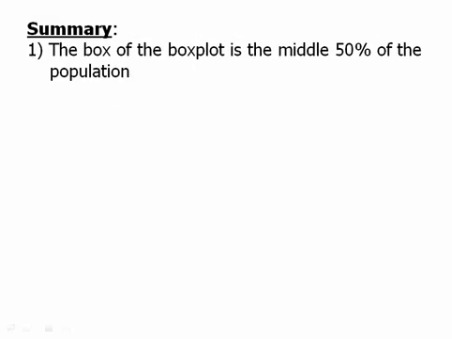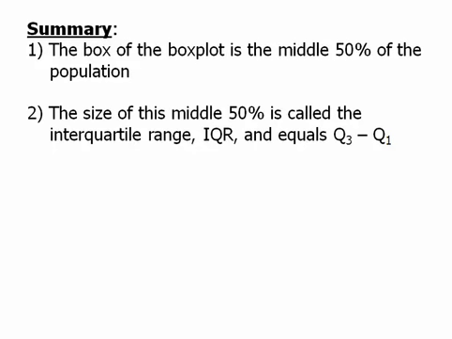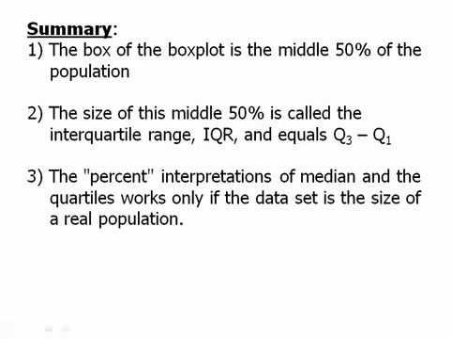So the box of the box plot is the middle 50% of the population, called the interquartile range. This middle 50%, the IQR, equals Q3 minus Q1. The percent interpretations of the median and the quartiles work only if the data set is the size of a real population. So in other words, if you're looking at a set that has 10 members or something like that, of course the percentages here are not going to work exactly. They're not supposed to. They're supposed to work at a population level.